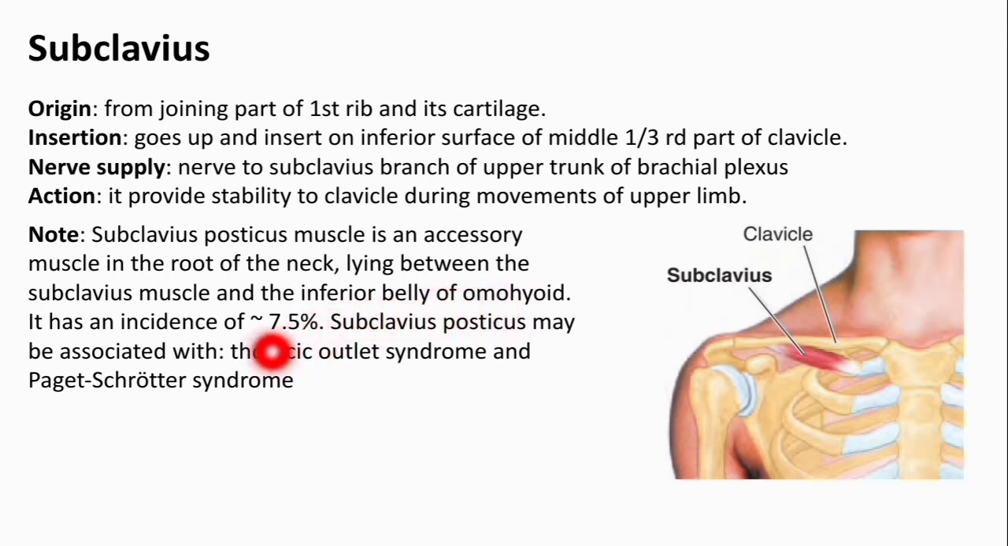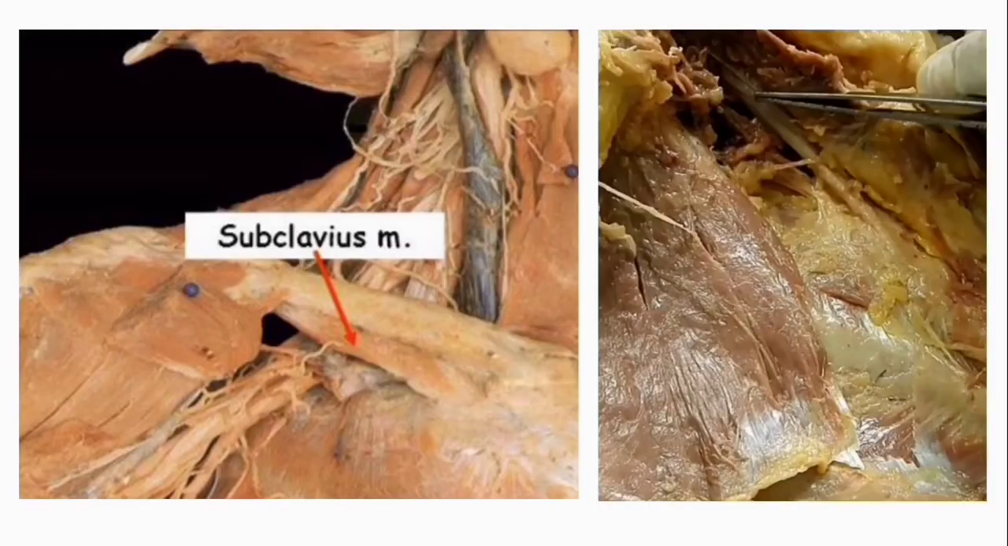The incidence of it is 7.5%, and it is associated with thoracic outlet syndrome and Paget-Schroetter syndrome. This will be discussed later. Here you can see the subclavius muscle cadaveric specimen taking origin from the first costochondral junction and inserting onto the inferior surface of the middle part of the clavicle. Here also you can see it, which is pointed with the forceps. This is the subclavius muscle.